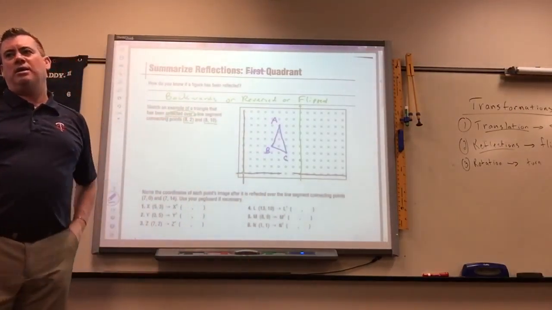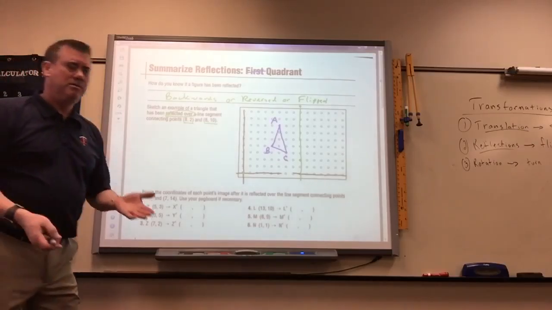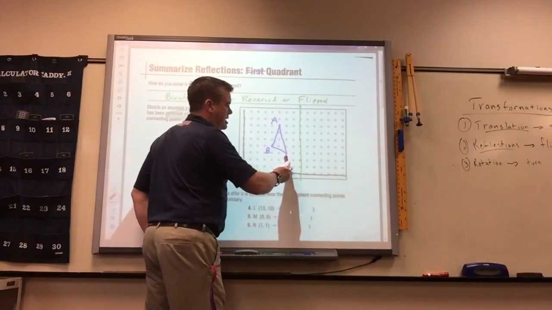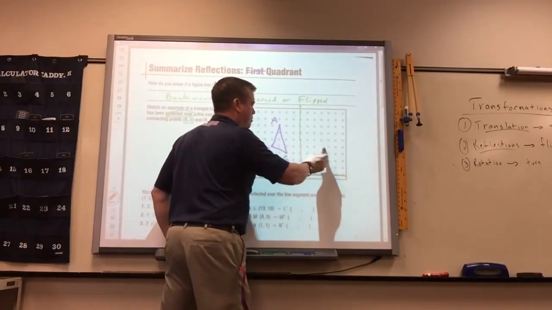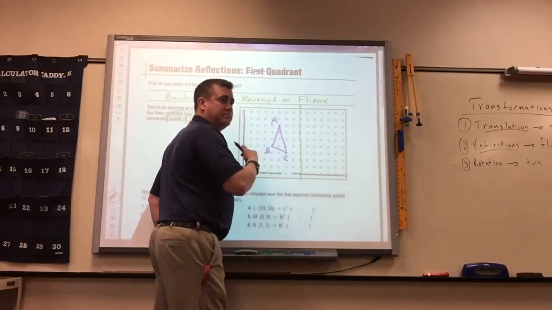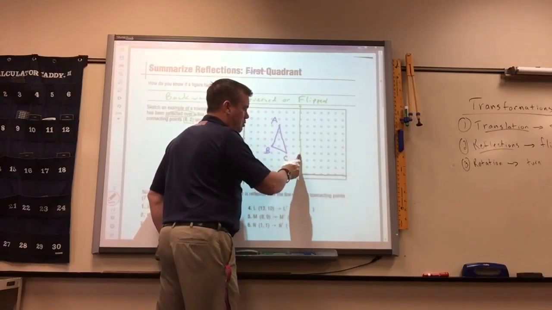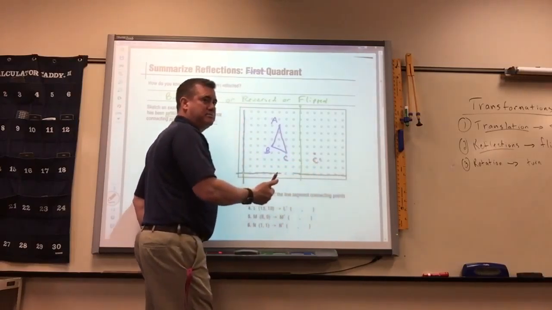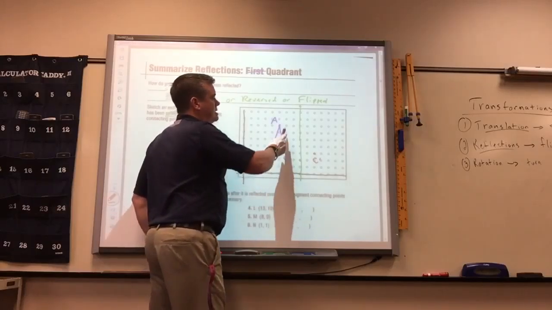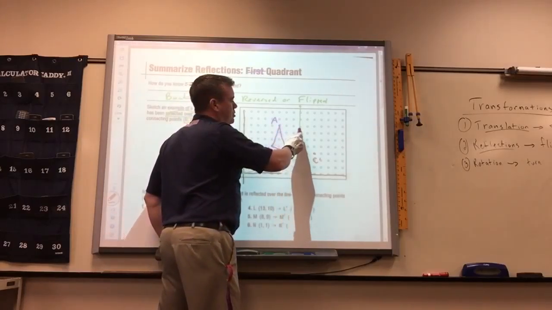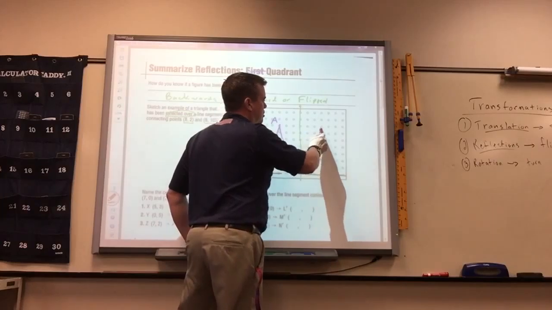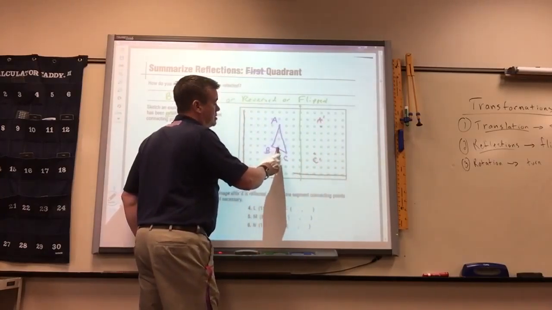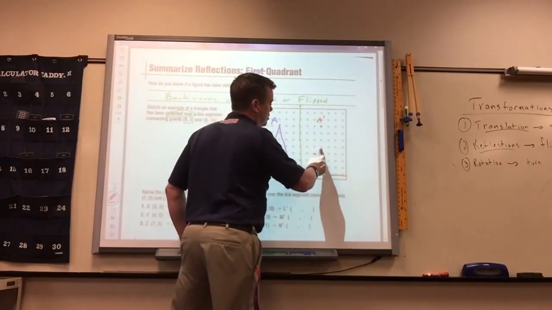Now, you could just fold the paper, but all you've got to do is count. C is going to fold over here, B is going to fold over here, A is going to fold over here. C is 2 away, so you just go 2 to the other side. So there's my C prime. A is 1, 2, 3, so it's going to go 1, 2, 3 to the other side. B is 1, 2, 3, 4, 1, 2, 3, 4.